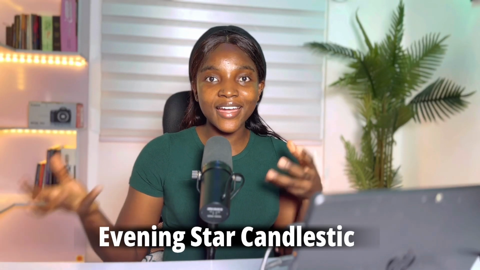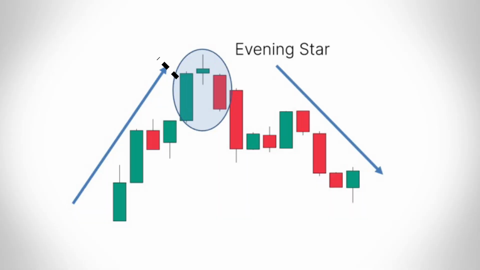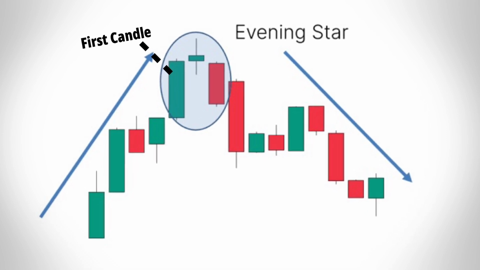The next candlestick on the list is the evening star candlestick. The evening star candlestick is a 3-candlestick pattern that signals the potential end of an uptrend and the start of a bearish trend. Now here's how you identify an evening star candlestick on the chart. The first candle is a large bullish candle which shows strong buying momentum. This candlestick indicates that an uptrend is still in play.